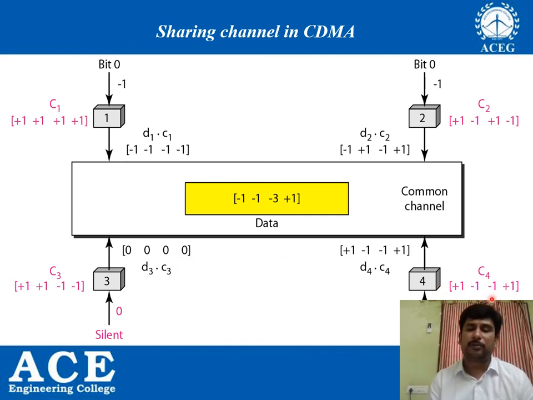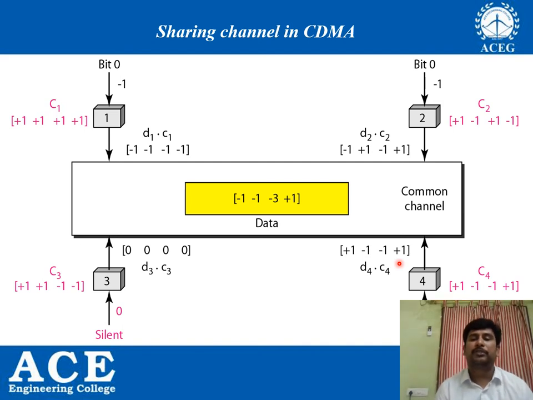D4 is transmitting bit 1 represented with plus 1. So plus 1 multiplied with C4 is nothing but C4 itself: plus 1, minus 1, minus 1 and plus 1. But through the channel, we are actually trying to do the sum of all the 4 products.